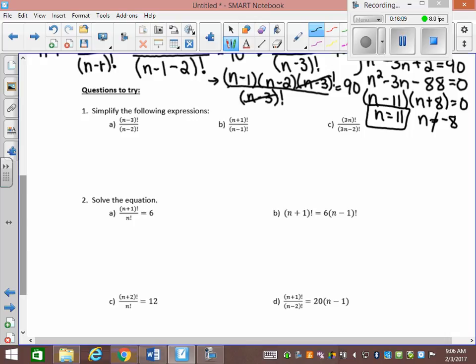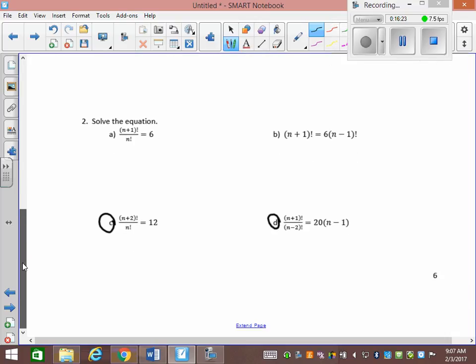I want you to try C and D. D, I'm going to let you look for 1 second so I can help you out here. D is a little harder because we have this n minus 1 sitting over here. The way to move it over is I could divide it, correct? So I could go n plus 1 factorial over n minus 2 factorial. And then what would join that would be the n minus 1 because I divided over equals 20, correct?